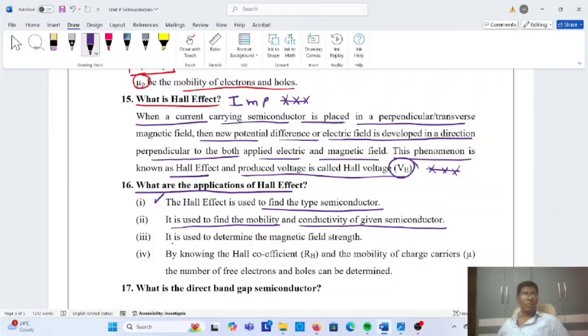Then another application of the Hall effect is to find the magnetic field strength. Magnetic field strength you can also find using the Hall effect. Then another application of the Hall effect is, by knowing the Hall coefficient and the mobility of charge carriers, we can find the number of electrons and holes also. So this is about applications of the Hall effect.